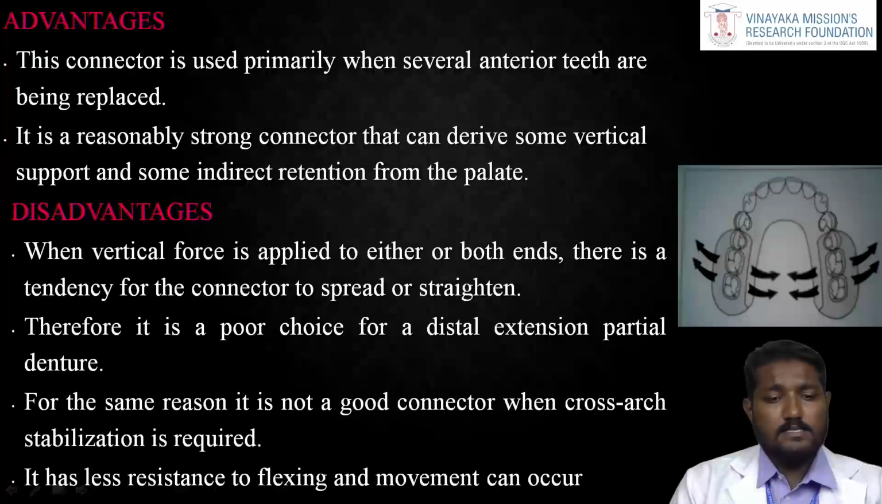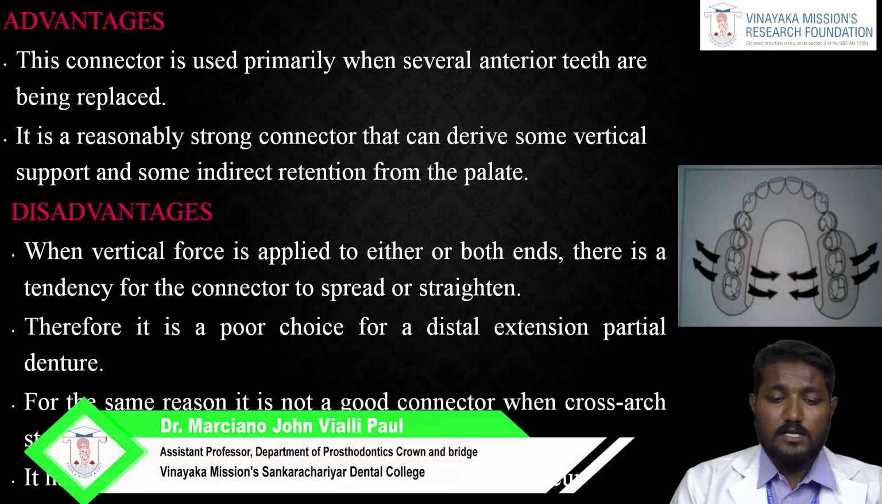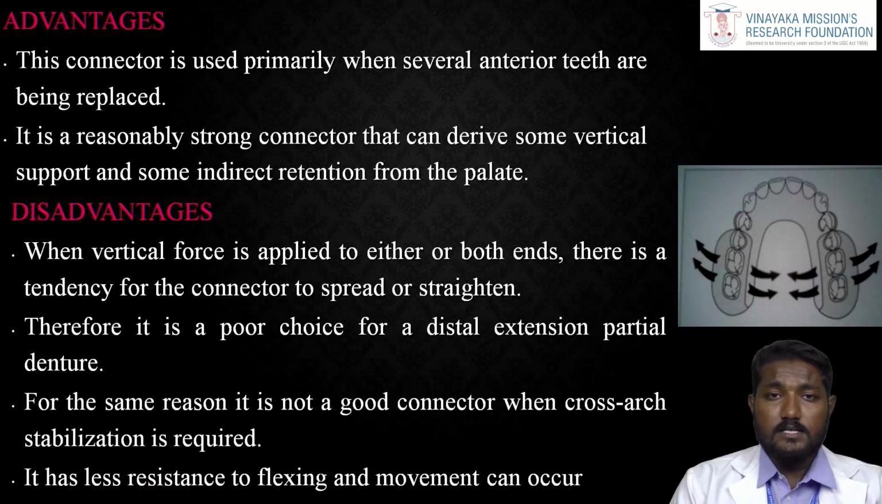The advantages are: this connector is used primarily when several anterior teeth are being replaced. It is a reasonably strong connector that can derive some vertical support and some indirect retention from the palate. Disadvantages: when vertical force is applied to either or both ends, there is a tendency for the connector to spread or straighten. Therefore, it is a poor choice for a distal extension partial denture. For the same reason, it is not a good connector when cross arch stability is required. It is less resistant to flexing and movement can occur at the distal end of the connector.